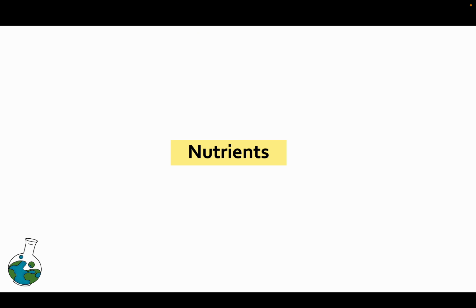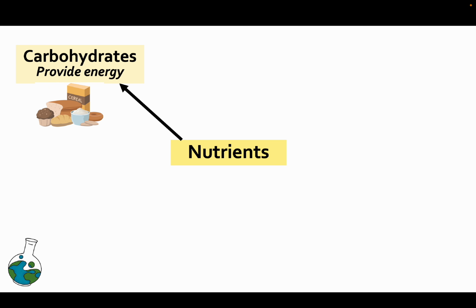Let's have a look at all the different types of food nutrients and where they're found. The first one is carbohydrates. Carbohydrates are the main source of energy for the body. They're found in foods such as bread, pasta, rice, and potatoes.